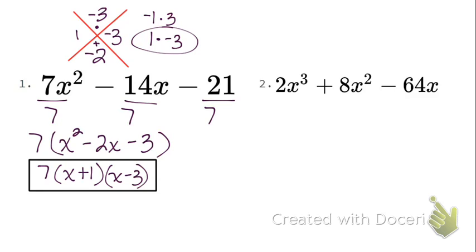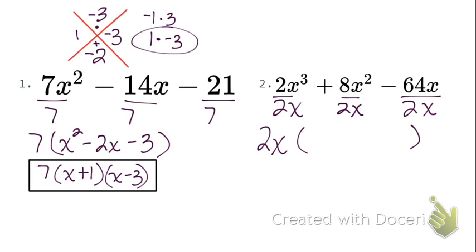Okay, so let's try that again on number 2. We first need our GCF. I'm hoping we can all see that these can all be divided by 2x this time. They all have at least 1 x that they could give up. And they are all divisible by 2. So our GCF goes outside some parentheses. What's left is x squared plus 4x minus 32.